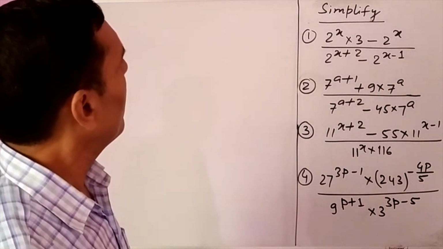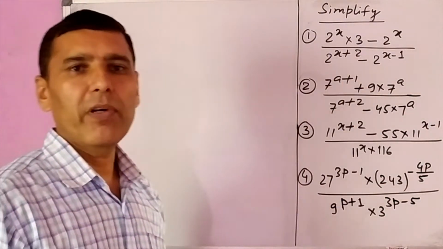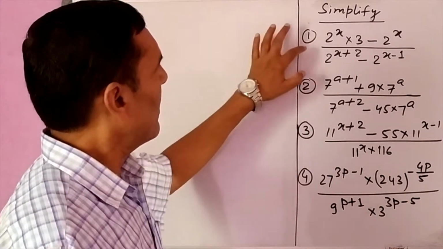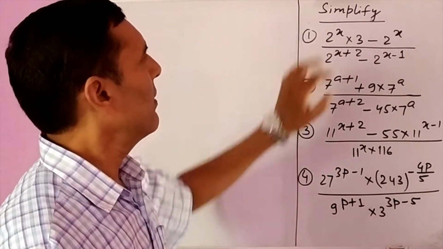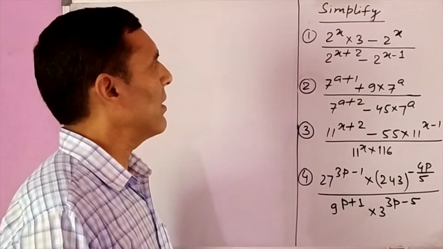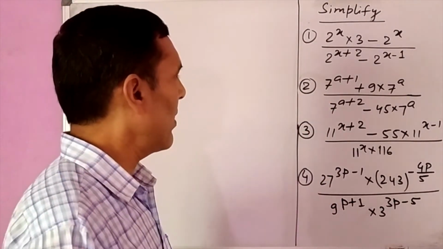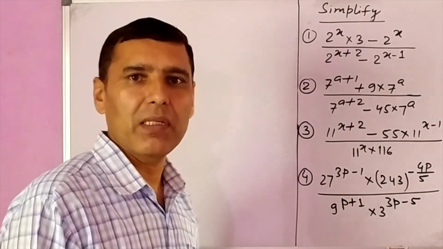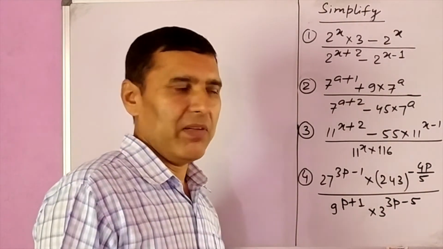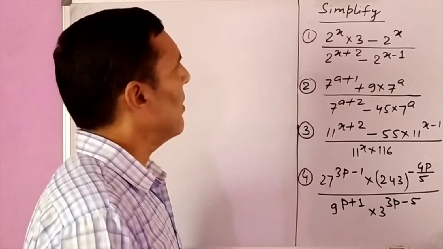Today we are going to simplify some questions from indices. They are very important questions for SEE, the short questions, 2 marks questions. Question number 1: 2 to the power x into 3 minus 2 to the power x, upon 2 to the power x plus 2 minus 2 to the power x minus 1. Similarly, questions 2, 3, 4 are all of the similar type. And these questions were asked many times in SEE previously. So let's start to simplify these questions one by one.